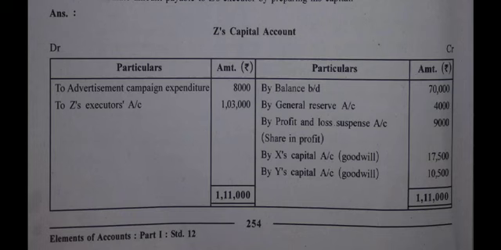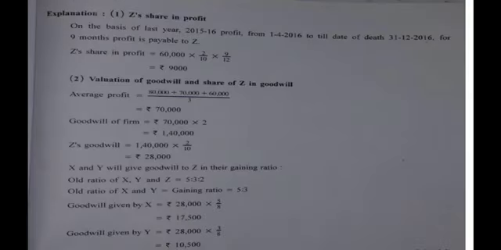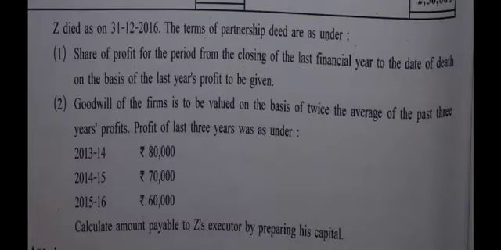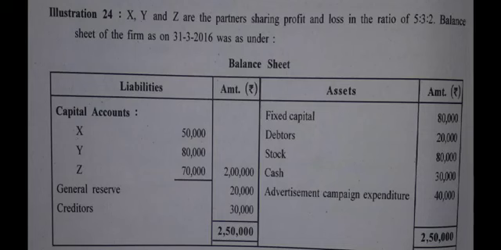Let us understand this. The very first working note. On the basis of last year, that is 2015-16, from 1/4/16 to till death of the partner, that is 31/12/16. Let me make this clear. See, here you have 31/3/16. So where does your accounting year begin? Obviously on 1/4/16, and where it will end? 31/3/17. You can write it down if you are facing any sort of confusion.